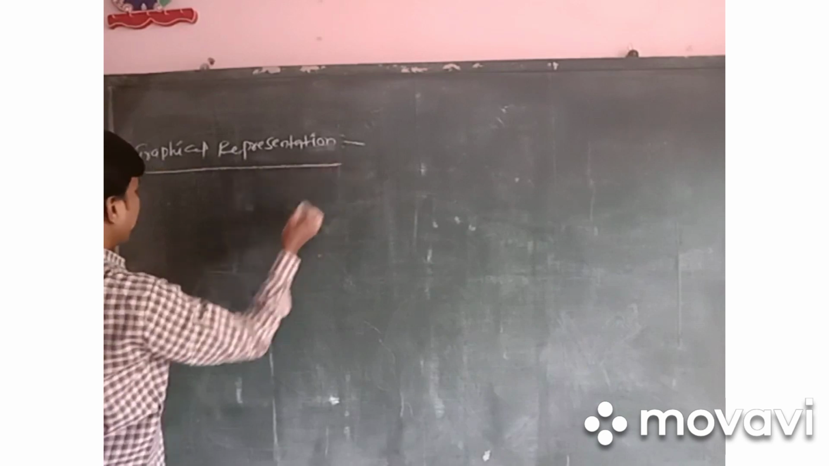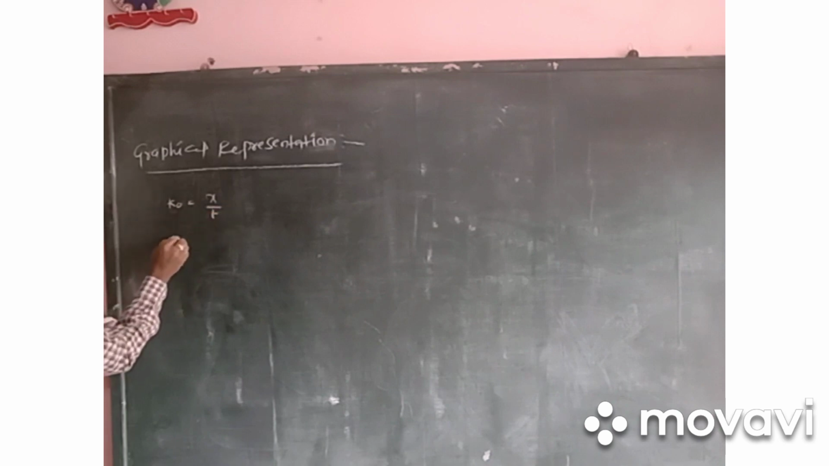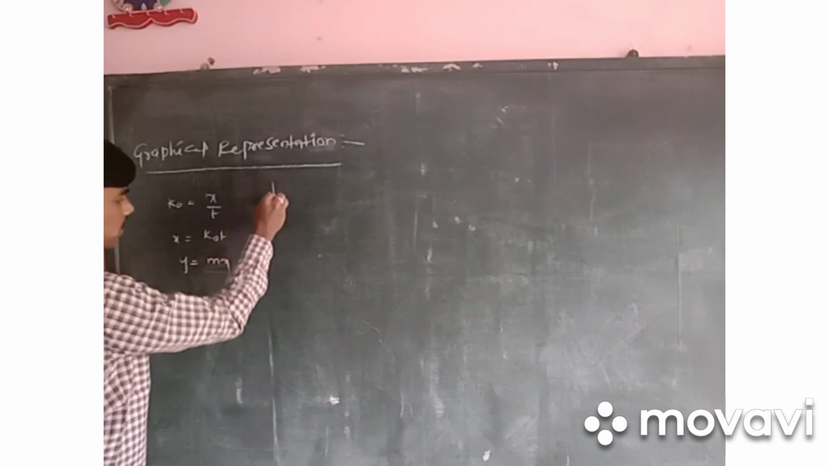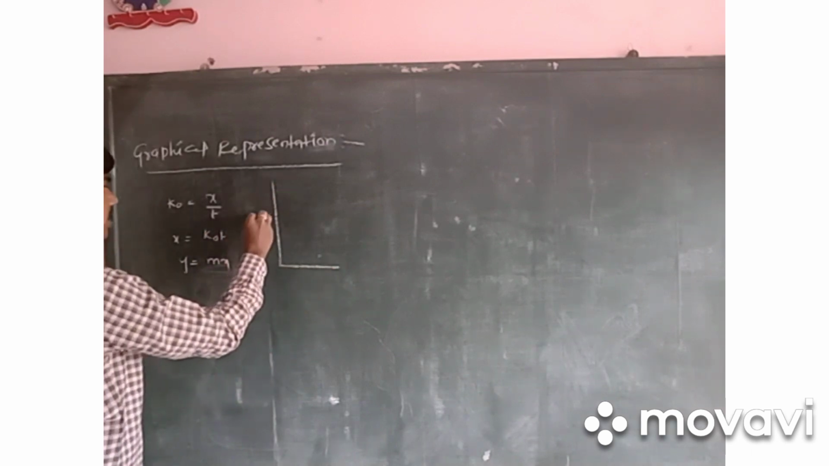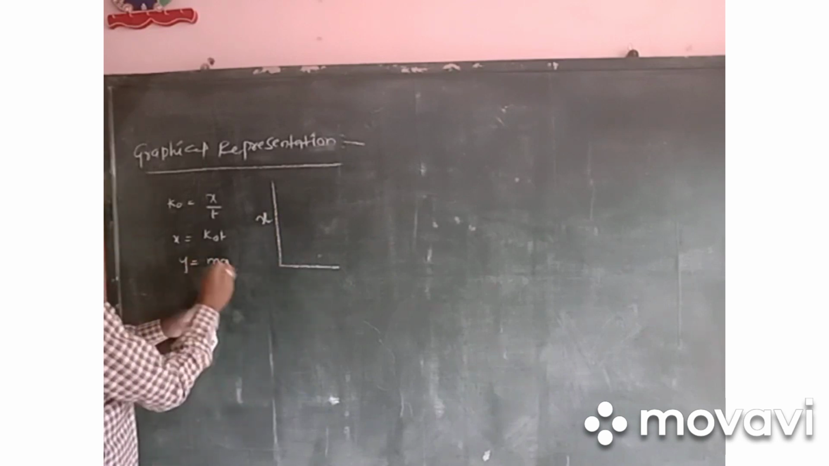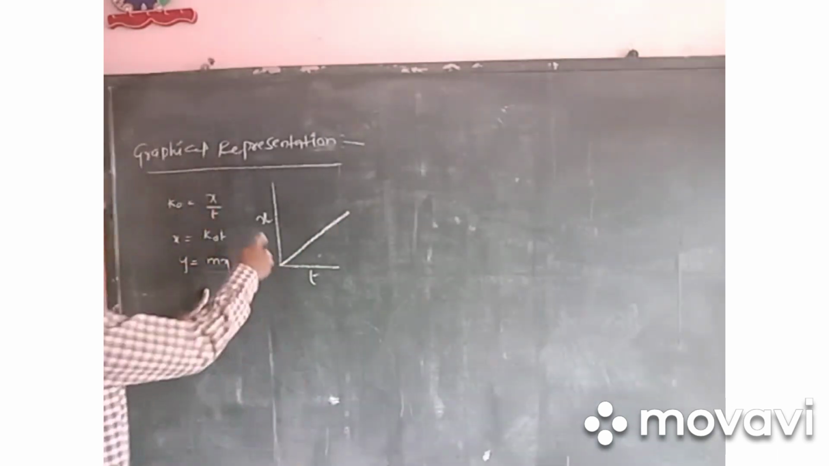So you see, rate equation is nothing but what? Here the rate equation will be like this. So K naught is equal to what? X by t. So X is equal to what? K naught into t. So this is in the form of y is equal to mx. So the graph will become like this. On this axis I am taking concentration and here time, then the graph will become like this. So y is equal to mx.